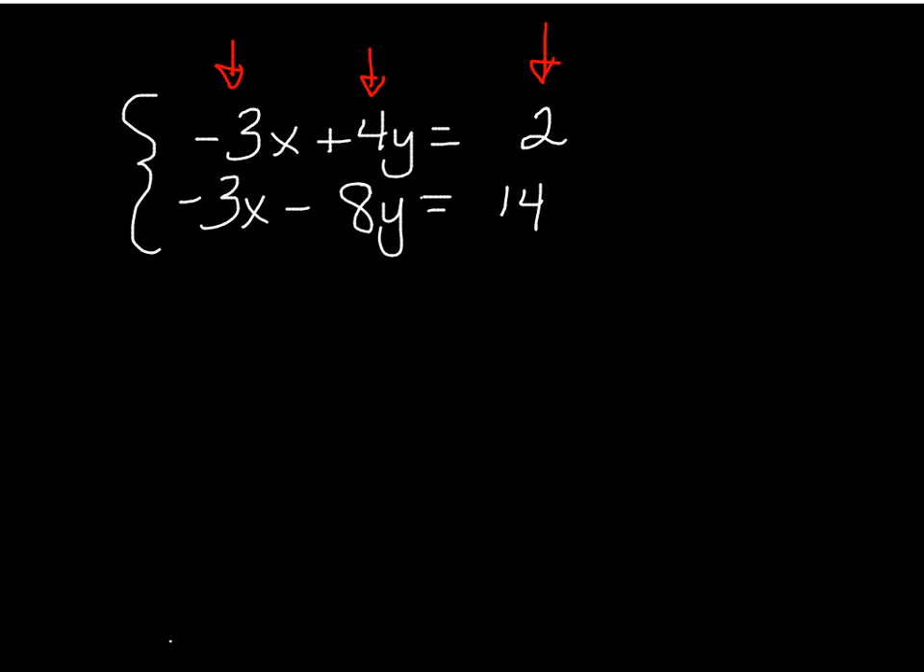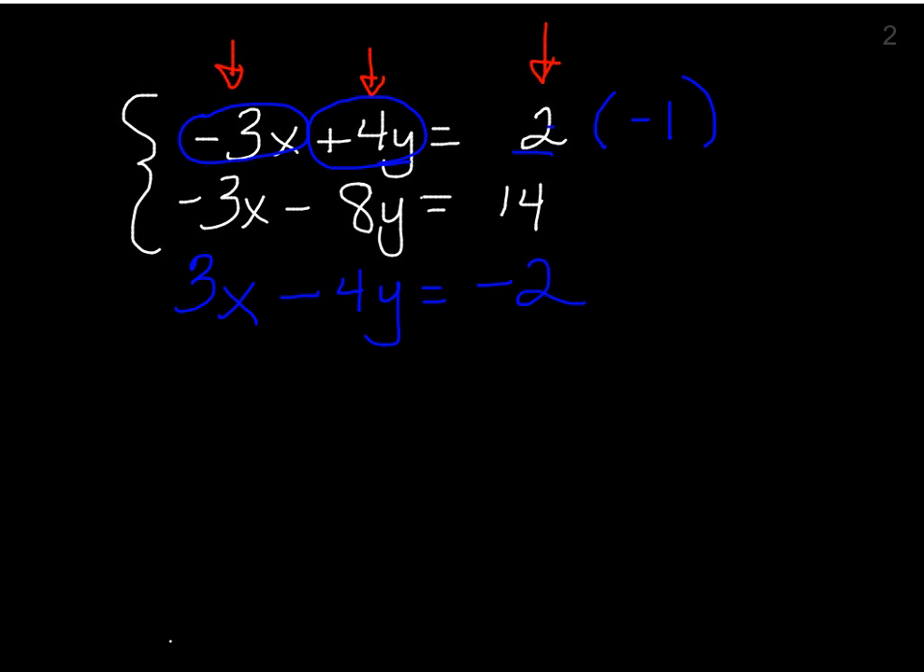But what we can do is multiply one of the equations by something that will give us something that will eliminate. If I use the top equation and multiply it by negative 1, that will turn this negative 3x into positive 3x, and I'm just going to write it underneath. So I'm multiplying the whole equation by negative 1, which means I need to multiply positive 4y times negative 1. So that gives me negative 4y. And then the 2 times the negative 1 gives me negative 2. I'm going to cross off this equation because I just changed it.